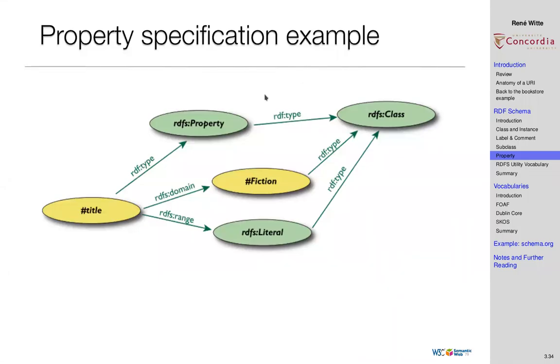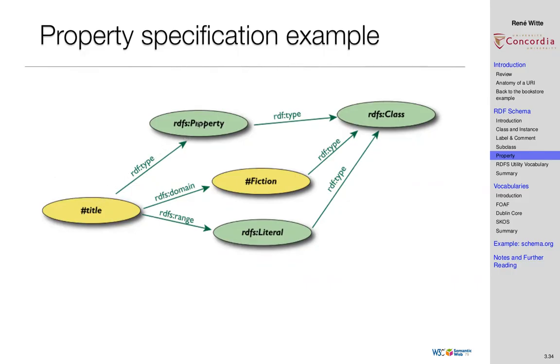Okay, so this is how it looks when you draw a graph for the property specification. That's again the example with the book. So a book has a title. That was one of the properties: book, title, and then we have a literal with the title of the book. So title itself is a property. So this is the first part that we've seen.